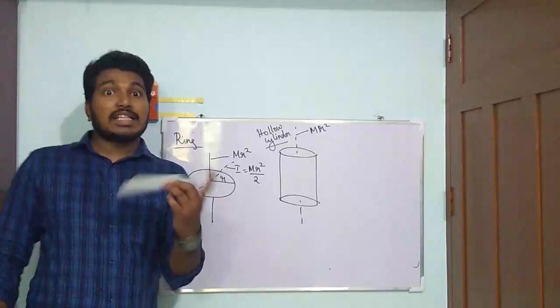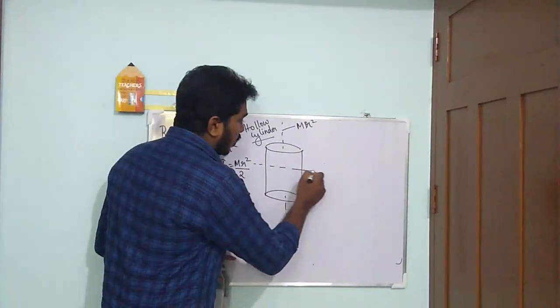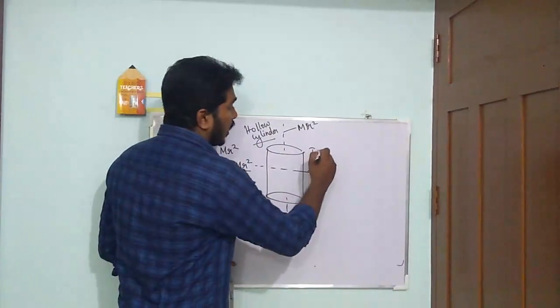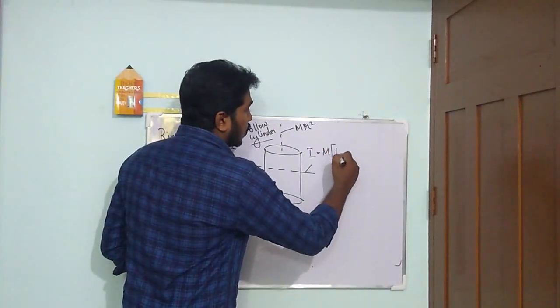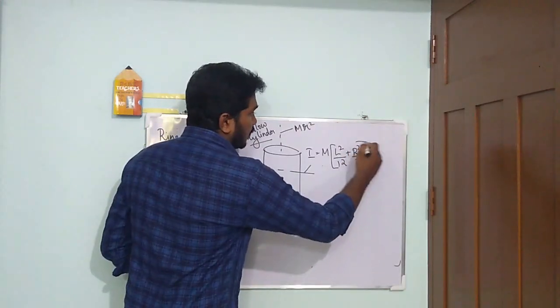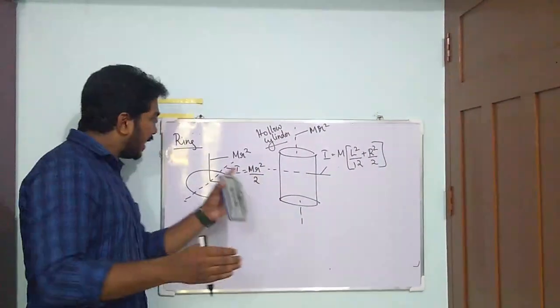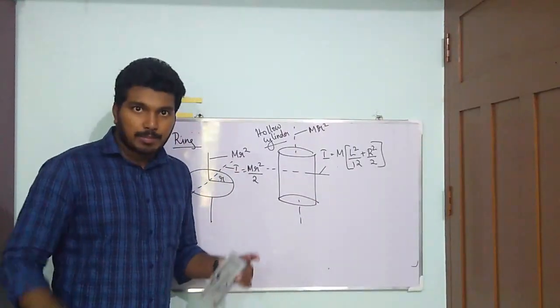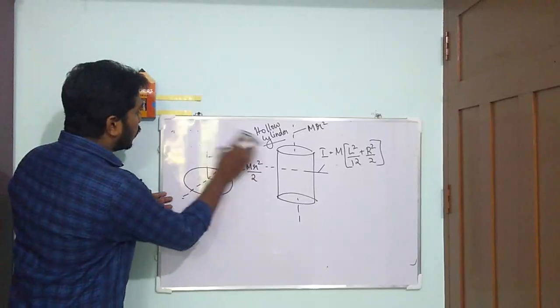Now suppose we are having a transverse axis, a perpendicular one. For a cylinder, the moment of inertia for a hollow cylinder is given by I is equal to m into (L square by 12 plus R square by 2). Okay, so we can relate a ring and a hollow cylinder and you can learn it easily. Clear? The next one I'm moving to is a disk.